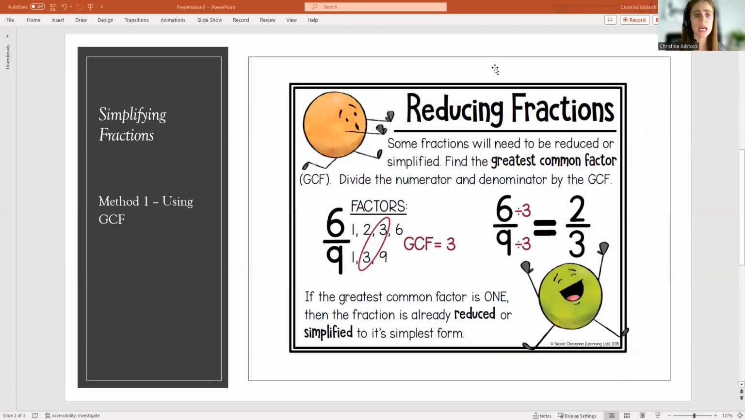So the first method is by using the greatest common factor to simplify or reduce your fractions. You'll hear and you'll see the directions written both ways. Simplifying, reducing fractions, it's the same thing. We're trying to get the fraction as reduced, so as small as possible. We're trying to get it as simplified, so as simple as we possibly can. And one of those ways is by using our greatest common factor.